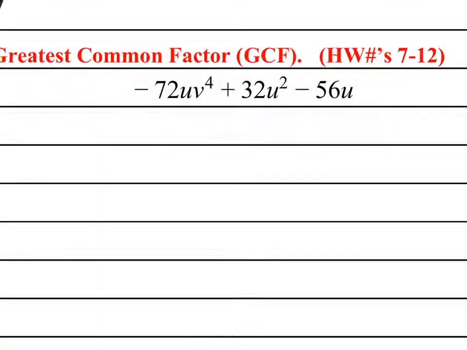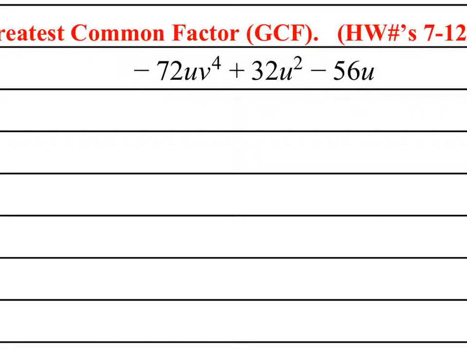Okay, look at the next one. Let's start by looking at the numbers. If the first number is negative, you want to take out a negative. So we're going to take out a negative number. But 72, 32, and 56, what is their greatest common factor? What can they all divide by evenly with the highest number? Think back to your math facts. Anybody else? What do we say? It's 8.